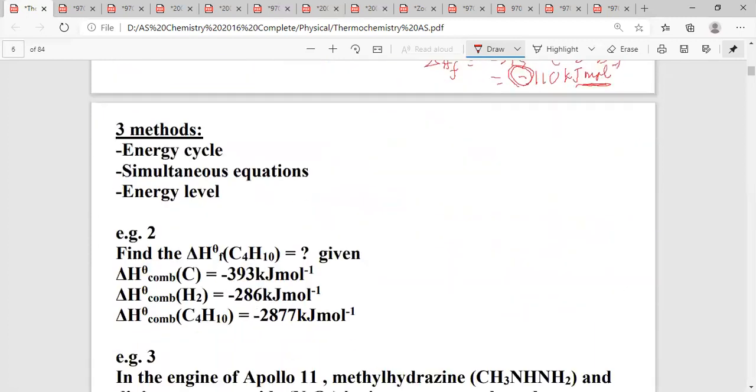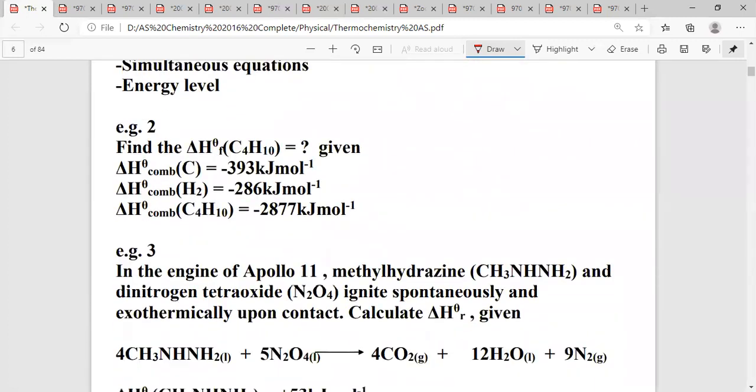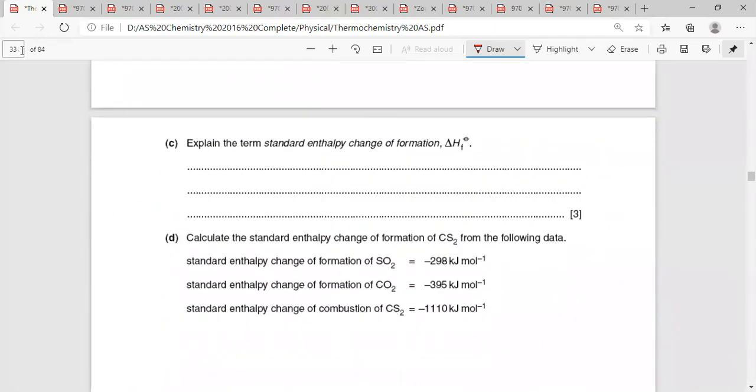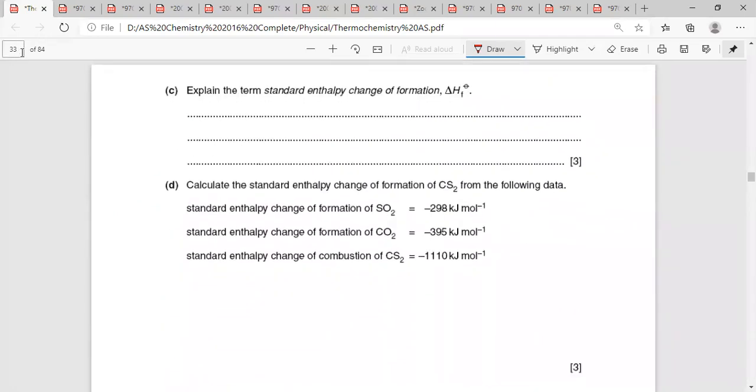Now do you want me to do that, or maybe do one more? Okay, let's do one more. Never mind, we go straight to the point. There's no time, I finish in half an hour. The first one is page 33. We do the past-year question straight away. Here it says explain the standard enthalpy change of formation. Can you say when one mole, right?